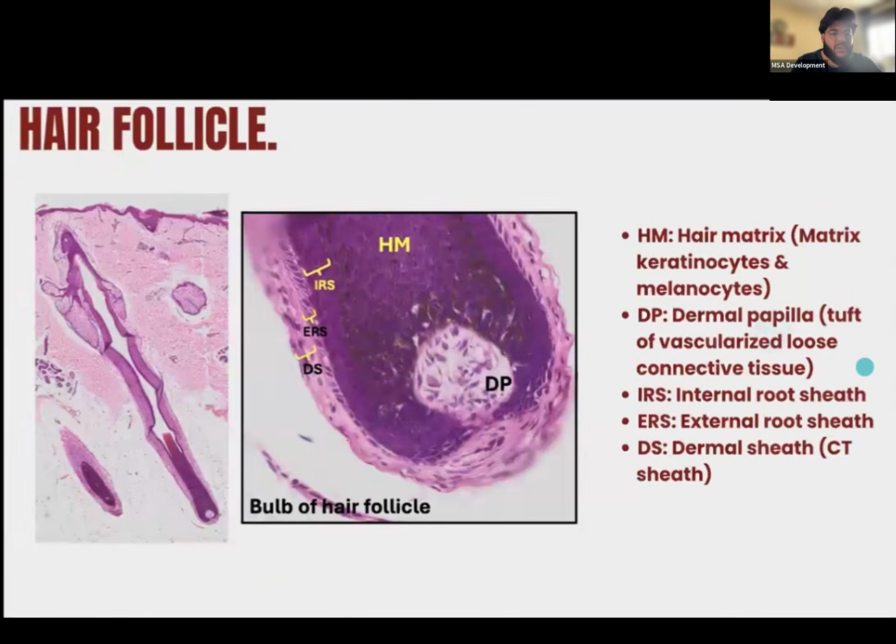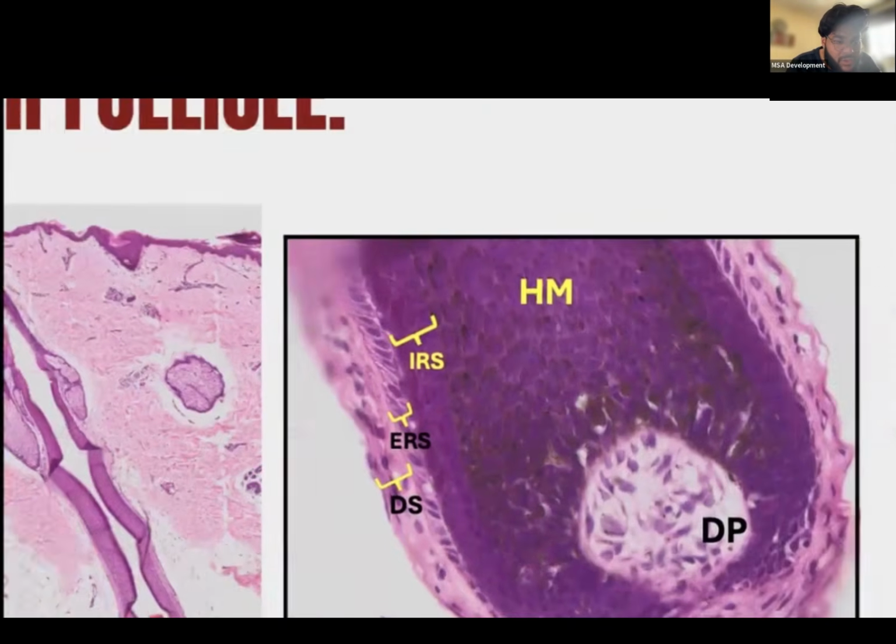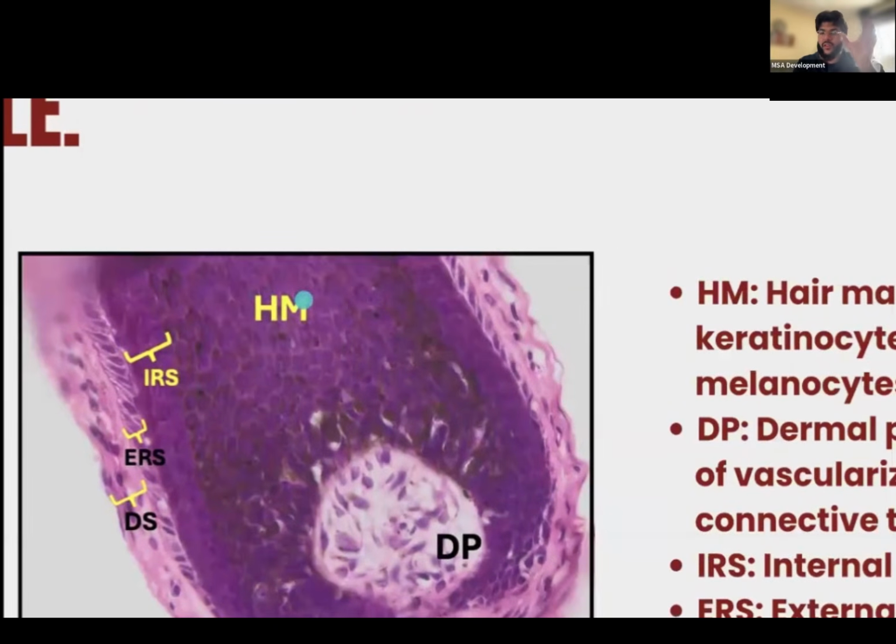Okay, so our hair follicle is a complex structure. We have our hair matrix. Okay, where is the hair matrix? This is our hair matrix, the centermost part. Right at the base, you have your dermal papilla, which has the blood supply, made up of loose, vascularized connective tissue. It basically allows for control of your hair growth. Then you have your hair matrix, which is your matrix keratinocytes and your melanocytes, responsible for giving your hair its pigment and color.